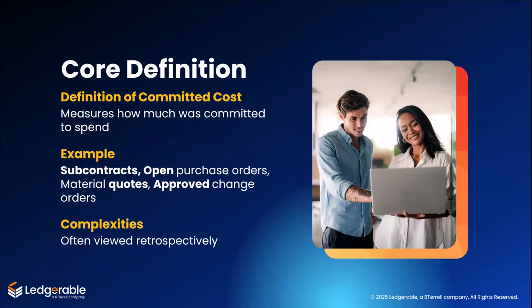And let's define it clearly. Committed cost includes subcontracts that are signed but not fully billed, open purchase orders for materials or equipment, material quotes that you have accepted, and approved change orders, even if the bill hasn't been received yet. The commitments represent your true financial exposure. If you ignore them, your budget report might look fine, but your cash flow forecast will be way off. Sounds easy enough, right? But the hidden danger here is that they need to be viewed proactively and not retrospectively.